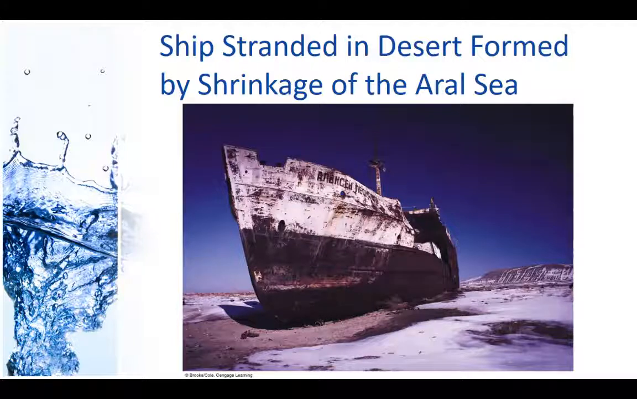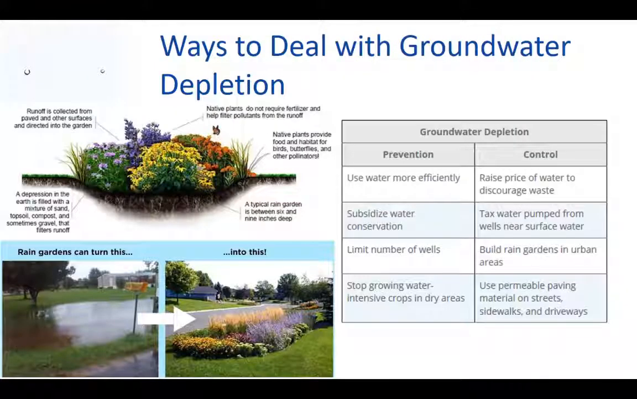So, how do we deal with this depletion of our fresh water, especially when we start looking at depletion of groundwater, which we rely so heavily upon to recharge our surface water? Well, ultimately, we need to prevent waste. So we need to use water more efficiently. And the best way to do this is to raise the price of water, because if the water costs more, you are not as likely to waste it. We need to subsidize water conservation. We need to tax water that's pumped from wells near the surface water and use that to help pay to protect it.